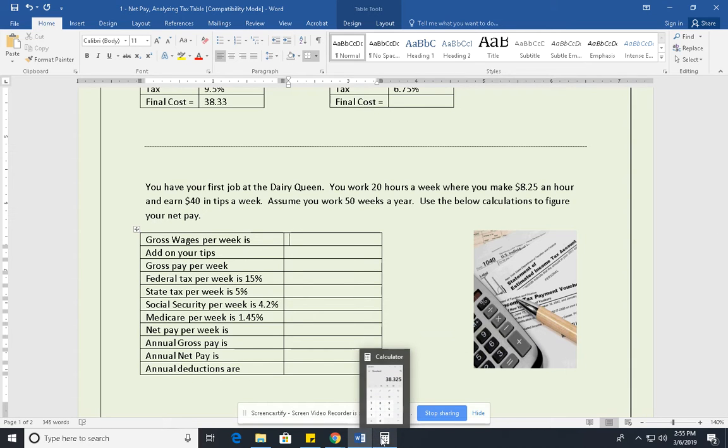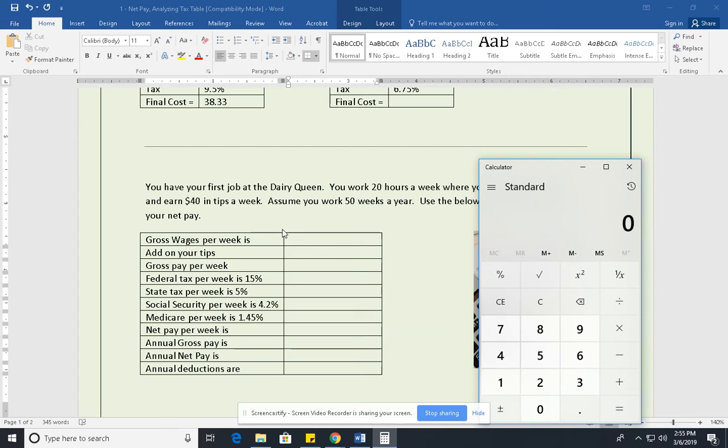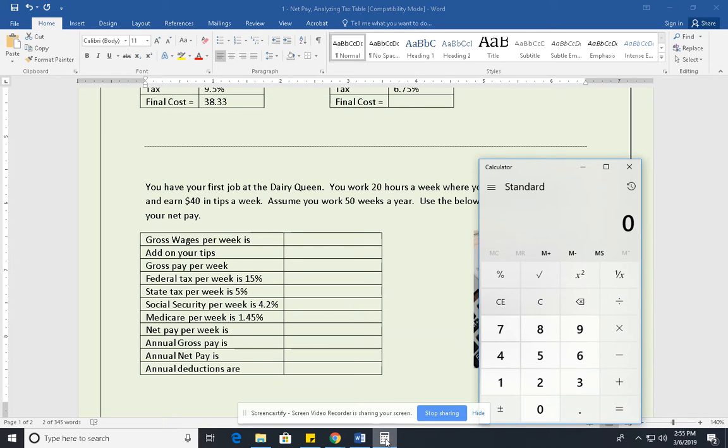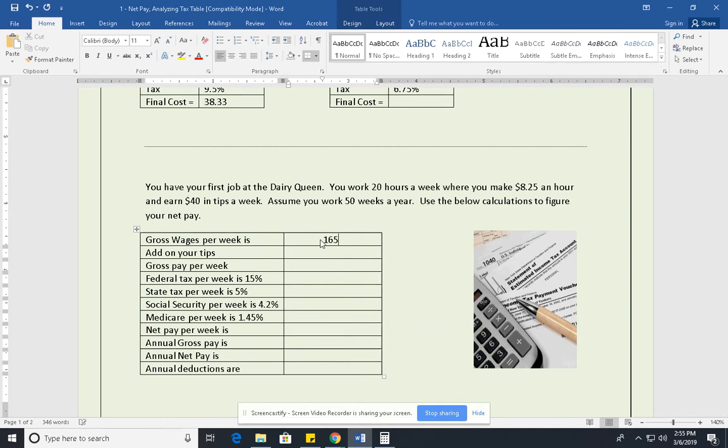I'll just start you off here, but I'm not going to do this whole thing. So gross wages per week. Well, I know they work 20 hours and they make 8.25 an hour. So 20 times 8.25, $165. Tips, that's just flat out what you get. So 40, right? That someone gave him $40, or maybe a bunch of customers did. Okay, and then you would add these two up, and that would give you this.